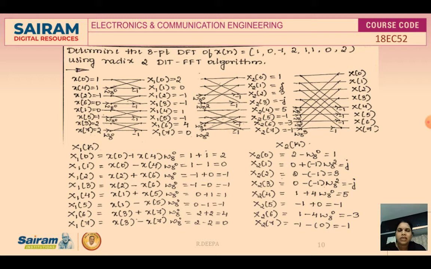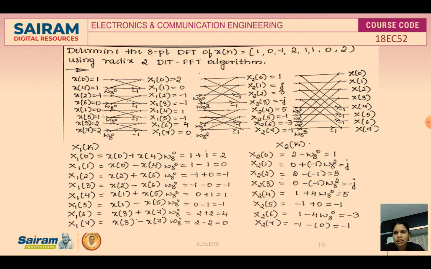The final output will be in normal order as x of 0, x of 1, 2, 3, 4, 5, 6 and 7. And the intermediate outputs you can name based on the final output x of k. So the intermediate output I have named x1 of k and the next intermediate output x2 of k. Let us frame the equations for the first intermediate output x1 of k. As you know, the x1 of k equations will be 8 equations, starting from x1 of 0 to x1 of 7.